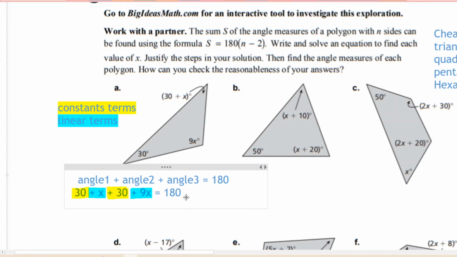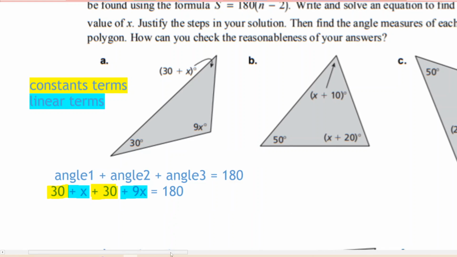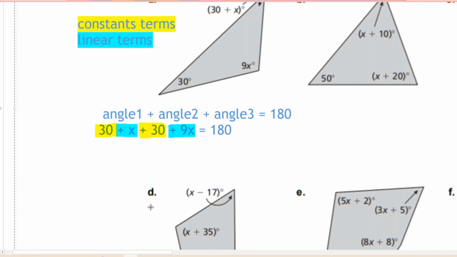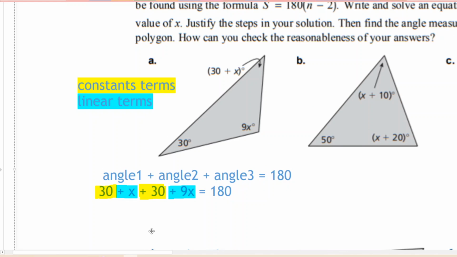Now you notice that I didn't highlight the 180 over here, and that's because 180 is on the other side of the equation from all of the variables. So it's kind of on the opposite side of all the good stuff. This is kind of what happens a lot in algebra. Now we're going to do something called combining like terms. Basically, if it's a constant, you can add or subtract it to the other constant, and if you have linear terms, you can add those together as well.